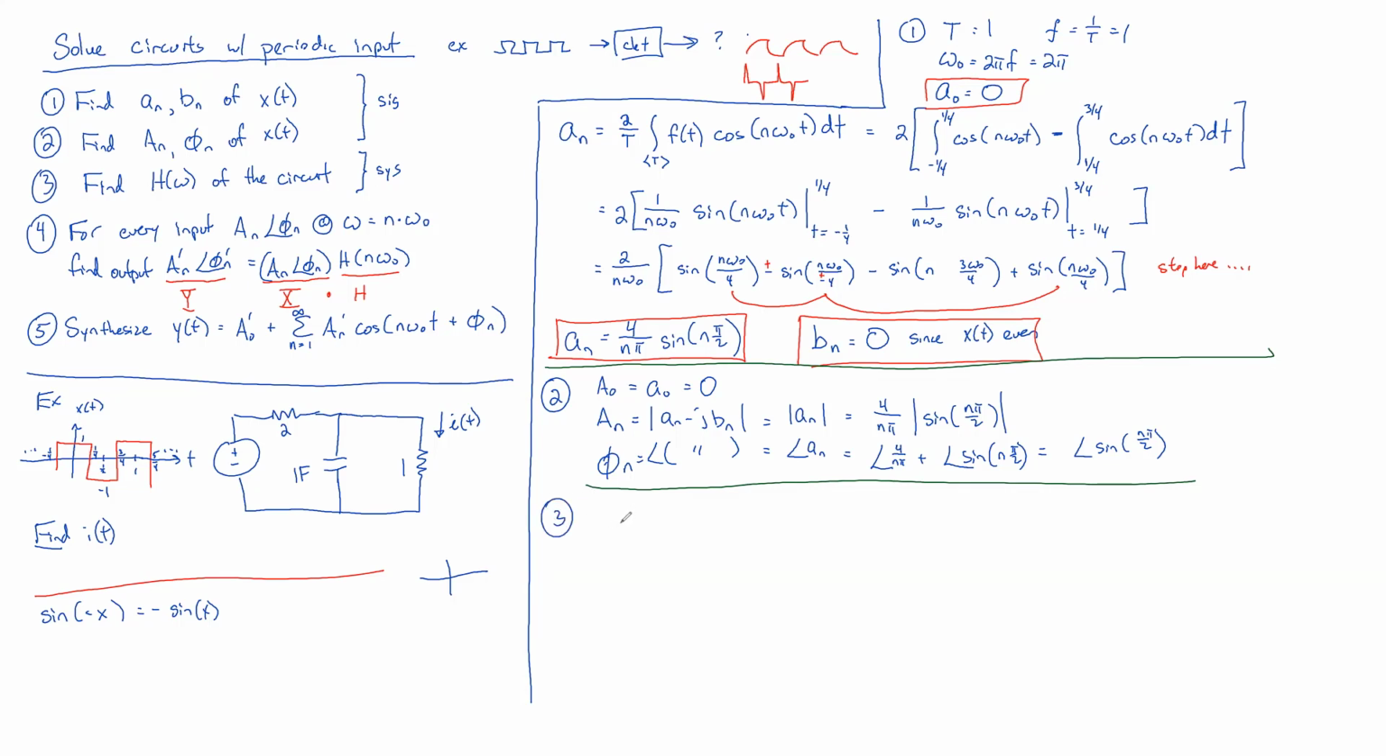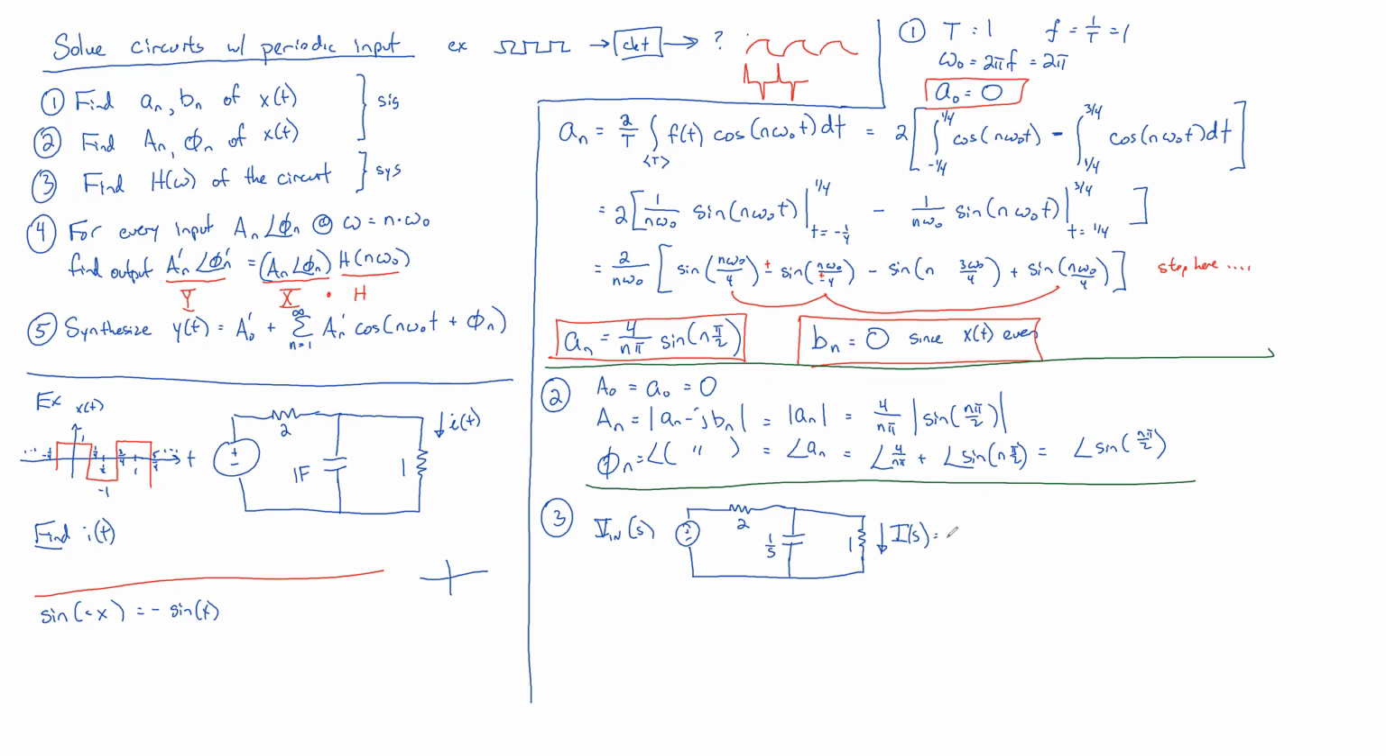Step 3 is to find h of omega of the circuit. So let's see, we're going to have to draw this using the same technique we use for Laplace. So this would be 1 over s. This is 1. And we want to find this I of s. How do we do that?